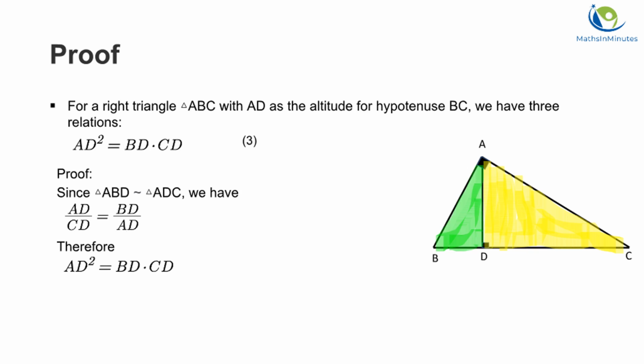Lastly, let's prove relation 3. Since triangle ABD is similar to triangle ADC, we have AD over CD is equal to BD over AD, which can be converted to AD square is equal to BD times CD, thus we prove relation 3.